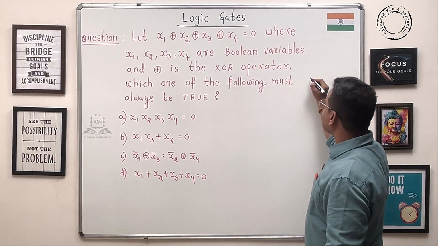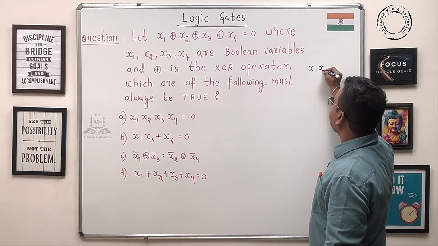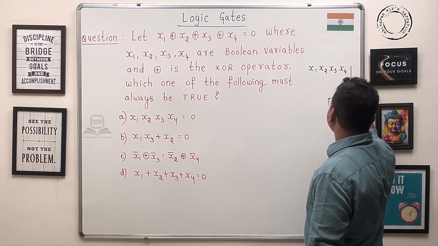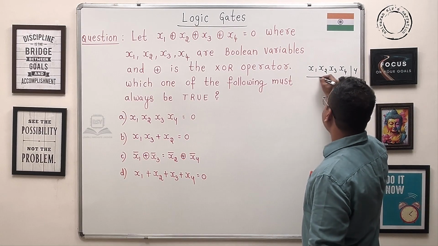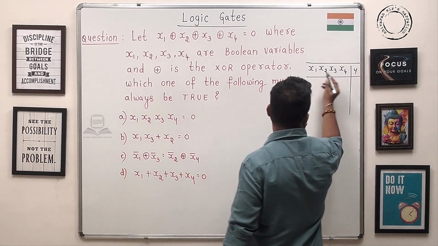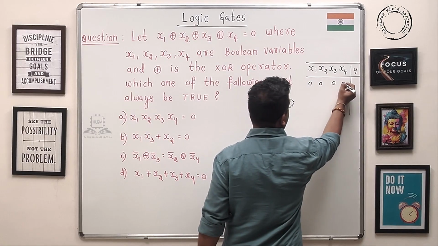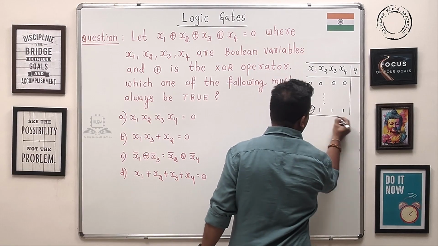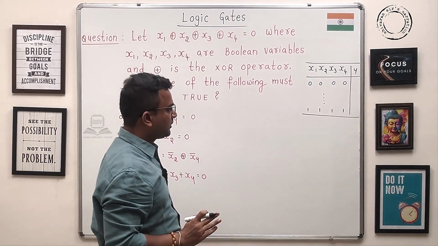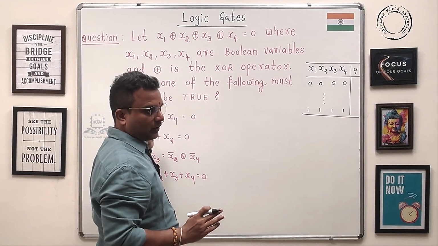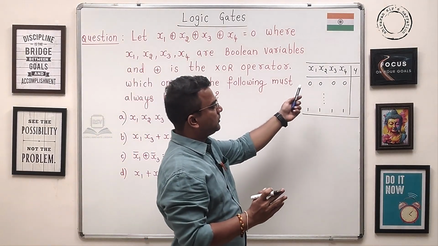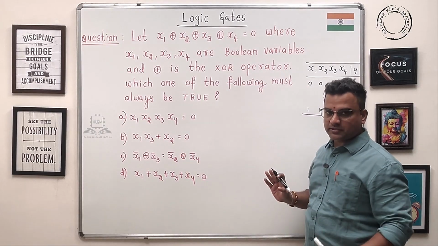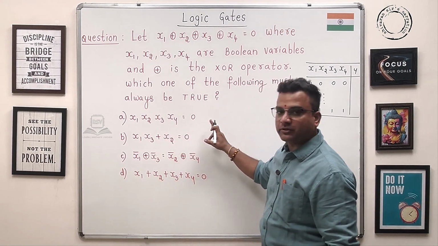Now this x1, x2, x3, x4, let's assume the output is y. Okay, now the inputs could be 0 0 0 0 to 1 1 1 1. If the variables are 4, the inputs could be either from 0 0 0 0 to 1 1 1 1.